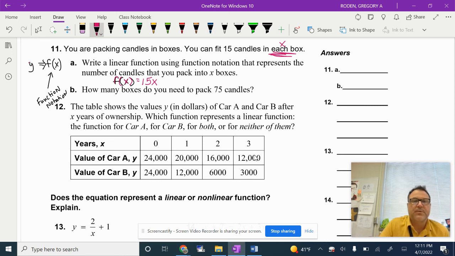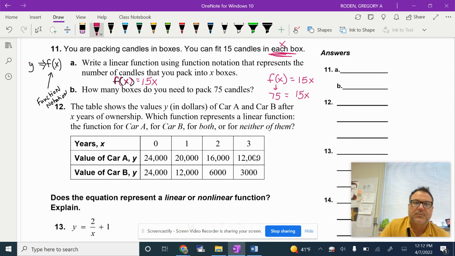Okay. So now, how many boxes do you need to pack 75 candles? Okay, so how would we do that? We would say, we know our function f of x is equal to 15x, right? F of x equals 15x. So we want our function to equal how many candles? 75, right? So we're going to put 75. We want our function to equal 75, and we know that has to equal 15x. See that? So f of x equals 75 and equals 15x.